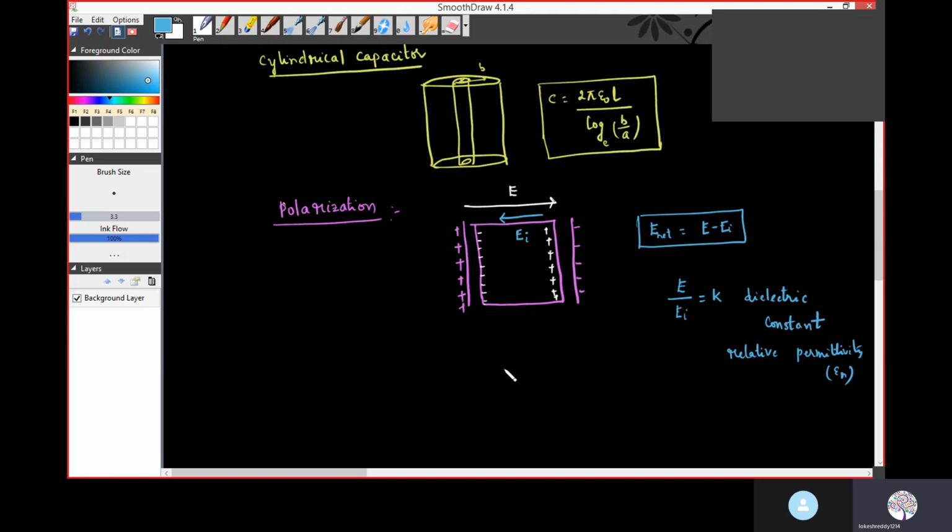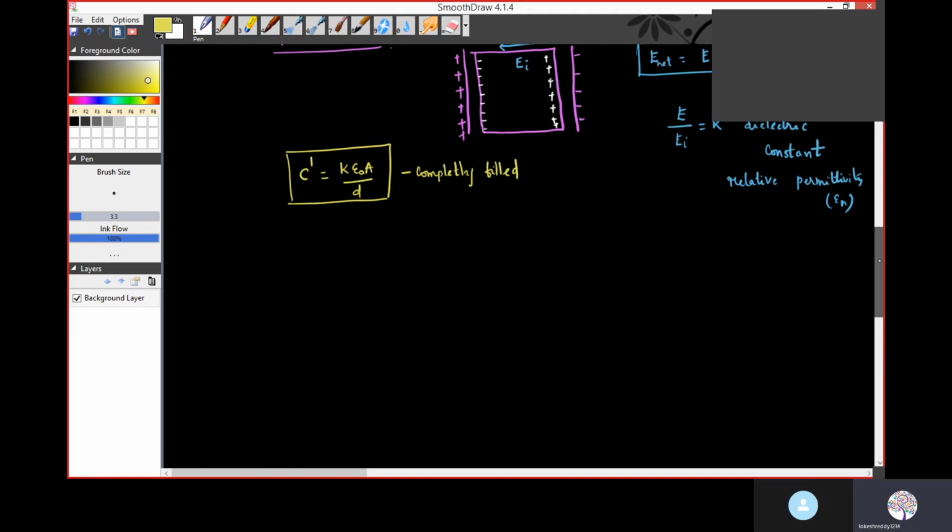Right. Now we will discuss this one. When the dielectric is completely filled between the plates, then the capacitance is K epsilon naught A by D. So you will have K epsilon naught A by D.